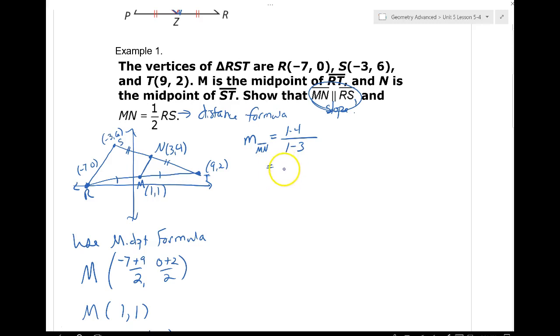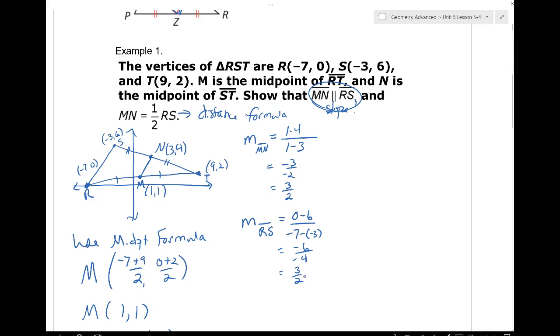All right, so what do we get here? We got negative 3 over negative 2. Guys, isn't that a positive 3/2? Now, if we do this right, if we're showing that they're parallel, segment RS needs to give us the same type of scenario. So our slope of segment RS, we have to use points R and S to do this. All right, so we're going to go 0 minus 6 over a negative 7 minus a negative 3. So I get negative 6 over negative 4. Guys, does that simplify down to a positive 3/2?